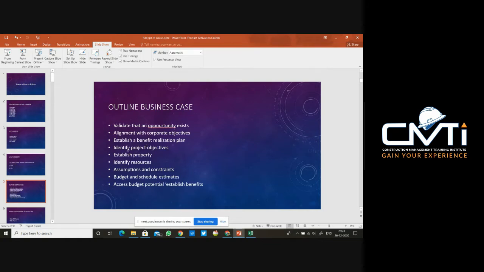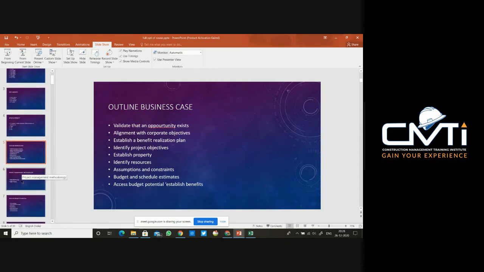Then we have to identify the project objectives. What are the objectives that are needed to be fulfilled? Then we have to establish the priorities. Then we have to identify the resources that are required to complete our project. Then there are certain assumptions and also some constraints in it. The constraints may be budget or time. So then we have to decide the budget of the project and also the schedule estimates of the project. So these are the basic outlines of a business case for the project.